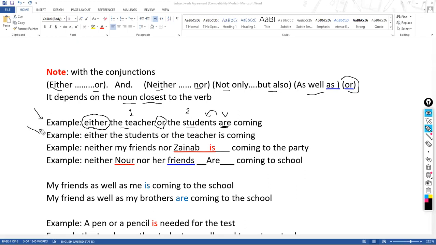The second example is the same, but I changed the places of the nouns. Notice now either the students or the teacher is coming. First of all, I have to be careful because maybe I want to use either alone or either with or. This is number one. I have two nouns. Now I have to take a look at the closest noun to the verb. This is the verb. The closest noun is teacher, singular. So please, you have to use singular verb.